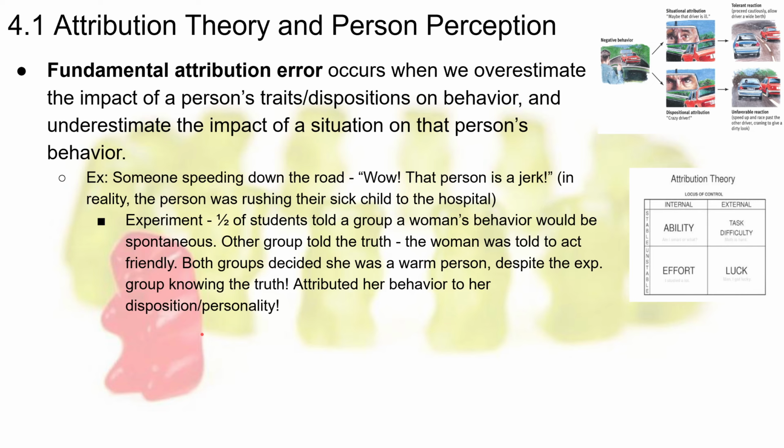One common error that people make, alluded to there with the cartoon from the Boondocks, is something called the fundamental attribution error. This occurs when we overestimate the impact of a person's disposition or their traits on behavior, and underestimate the situation's effect on that person's behavior. So to rephrase this, if you're always blaming the way someone acts on that person's personality, their natural characteristics, or who they are or what they are, you're overlooking the situation.